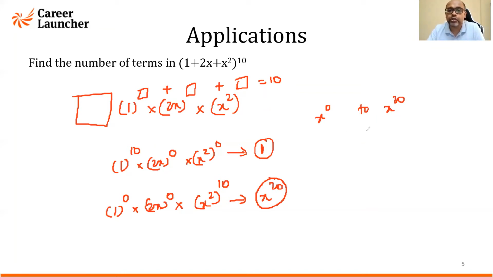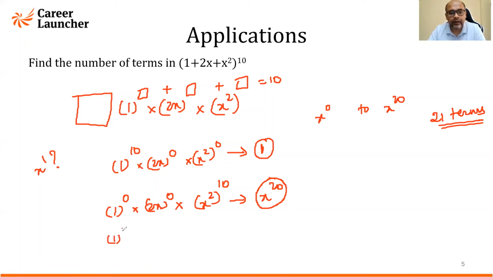At most, they can be 21 terms. Now the question is, is it possible for me to get all my 21 terms? Which means, can I get x power 1? Yes, you can. How will you get x power 1?